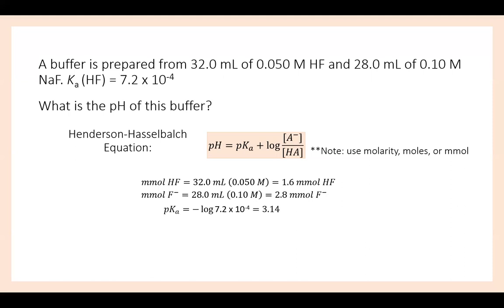Calculating the pKa, take the negative log of the Ka. So negative log of 7.2 times 10 to the minus 4, which is equal to 3.14. Placing these numbers into the Henderson-Hasselbalch equation, we find the pH of this buffer is 3.38.